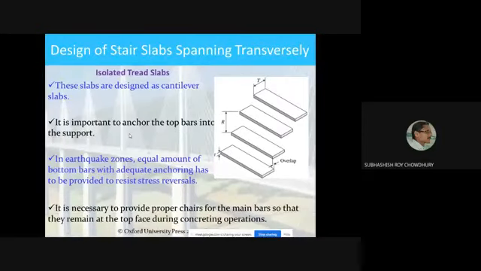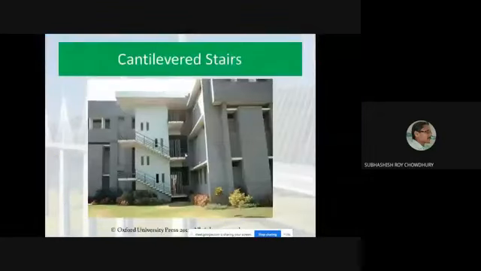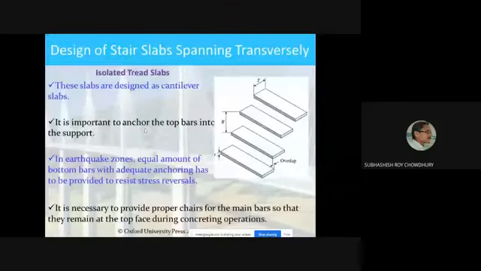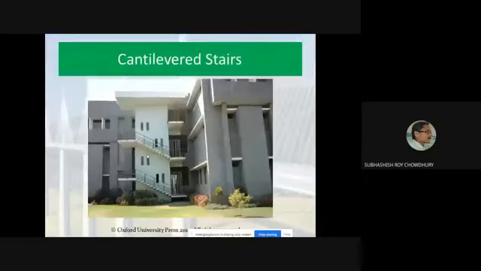And transversely supported stair, this kind of isolated stair slab I am not discussing at this moment. This figure, this picture, this is a picture of a staircase. This is a cantilever type of staircase. This stair slabs, they are simply projected from this wall. This is a concrete wall, so from which these slabs are projected. Okay, so that is cantilever type of stair.